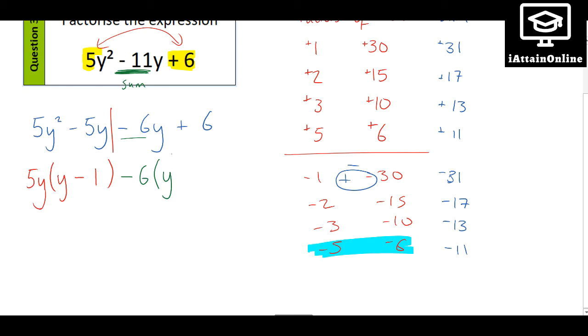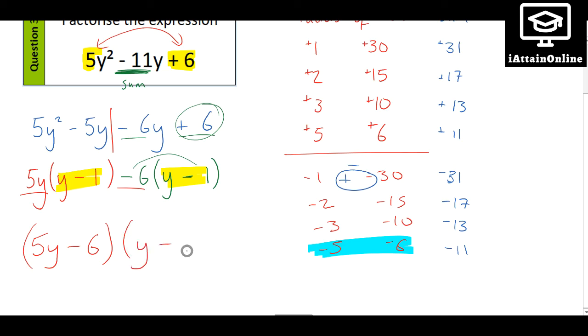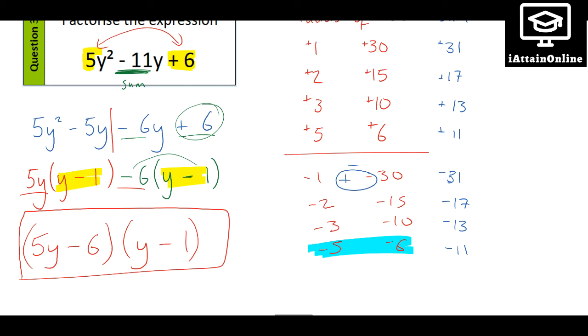Negative 6 times a positive 1 would give me negative 6. I don't want negative 6, I want positive 6. So this would also have to be a minus, because then if I were to expand this, negative 6 times negative 1 would give me that positive 6 that I'm looking for. The two brackets are exactly the same, so my final answer is 5y minus 6 in one bracket, and in the other bracket y minus 1. Again, you could check by expanding. That's your final answer.